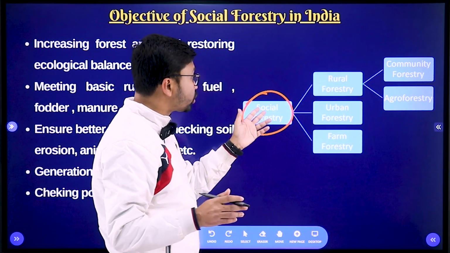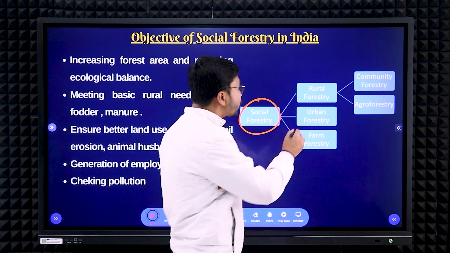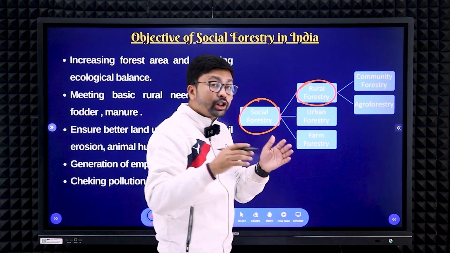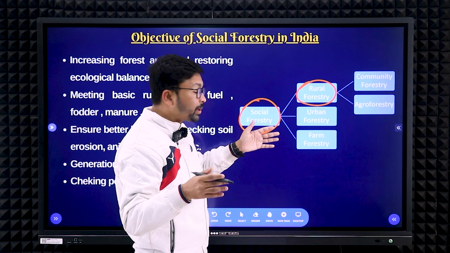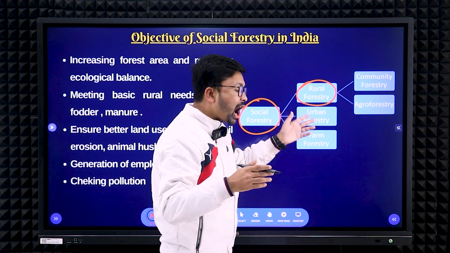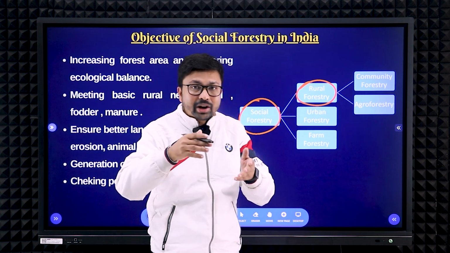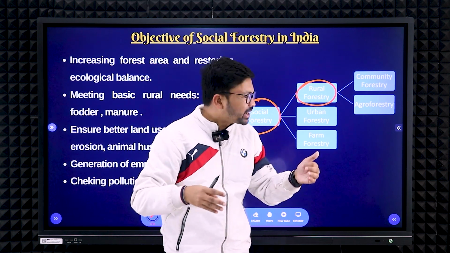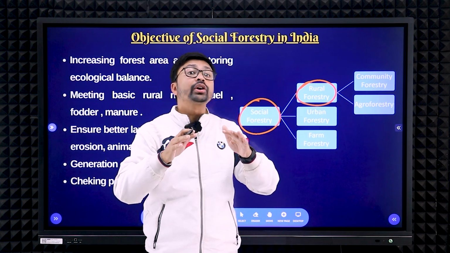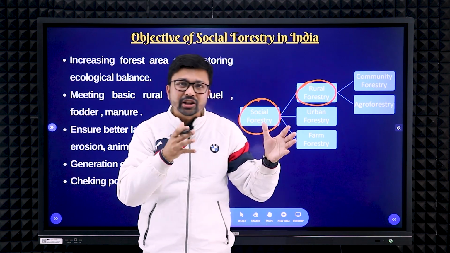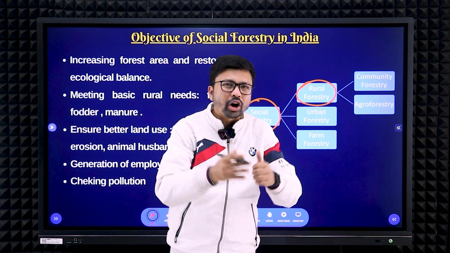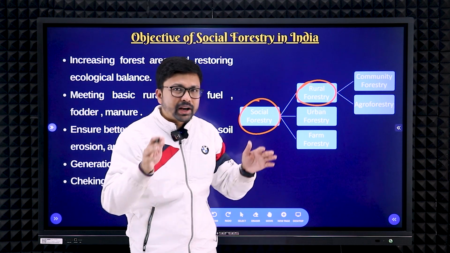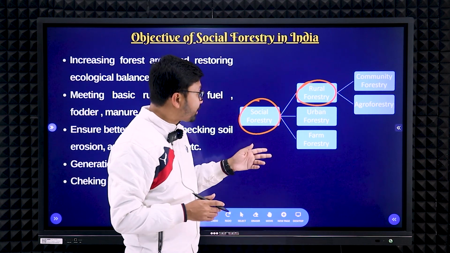Now let's come to social forestry. You can see the divisions. Rural forestry: rural forestry means in the rural area, the plantation will be done with the help of local people. Urban forestry: in urban areas, you can see along the roads, along the rivers, along the lakes, the forestry will be done. Or in empty lands, like in schools, colleges, or surrounding office buildings, there you can plant more trees. That is urban forestry.